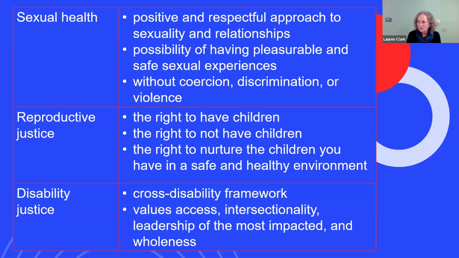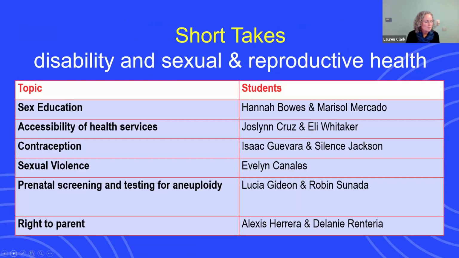Reproductive justice, we talked about as well: the right to have children, the right to not have children, the right to nurture the children you have in a safe and healthy environment. And the case study touched on each of these aspects of the experience. And then disability justice is kind of an overarching framework in disability studies that refers to the values of access, intersectionality, and leadership of the most impacted. So those were some of the topics we talked about.